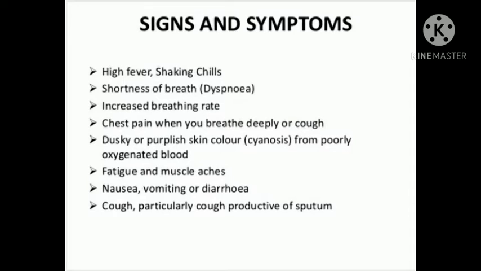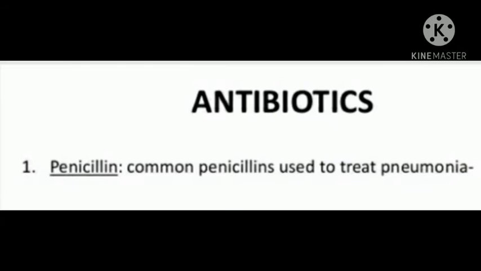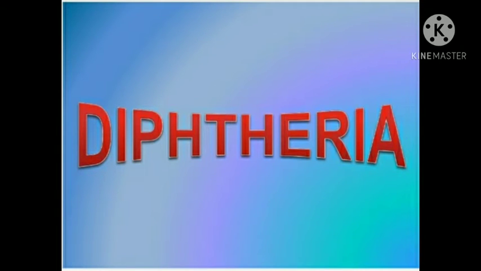Next, what are the prevention and cure? One kind of antibiotic is penicillin. That is the common penicillin used to treat pneumonia.